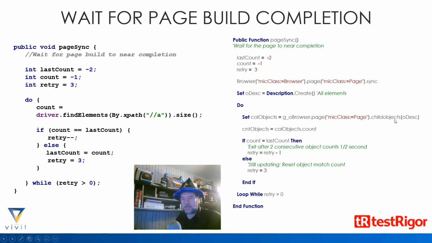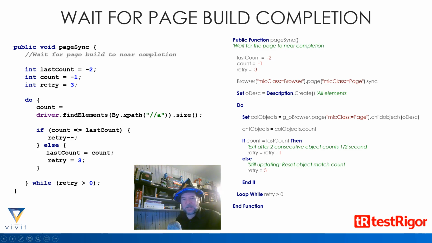And it goes and gets the child objects, which is the same as find elements. These two lines do the exact same thing. They bring back a collection of objects, and then we get the count. We count how many objects did we get. Over here we have count, and count equals how many objects did we get. And we go through our if statement.